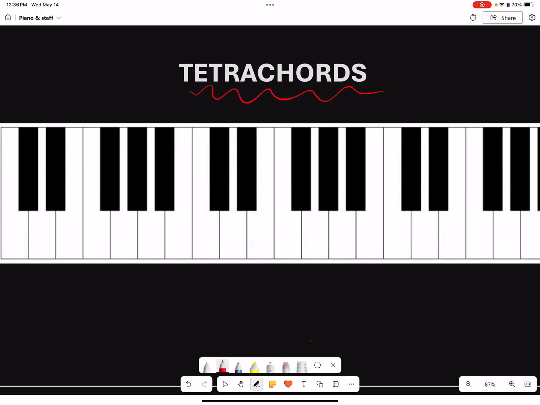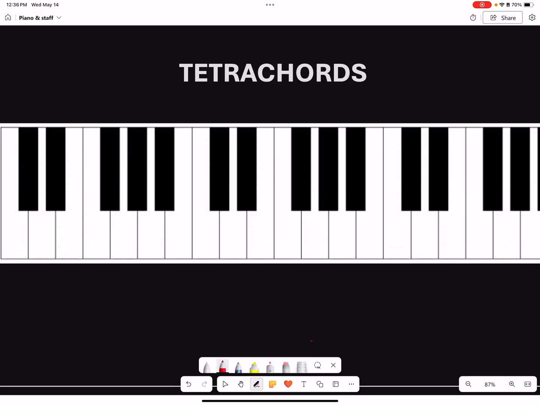Now, tetra comes from the prefix meaning four, and chords, obviously, are groups of notes. So a tetrachord is a group of four notes. But not just any four notes. They are a very specific pattern of four notes.